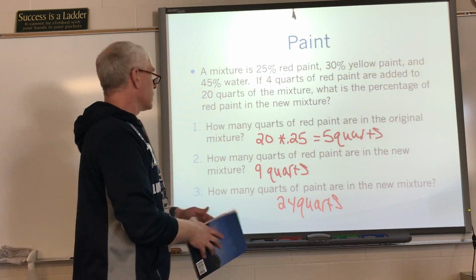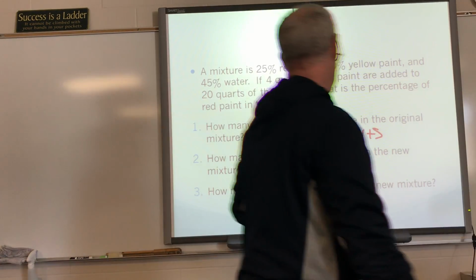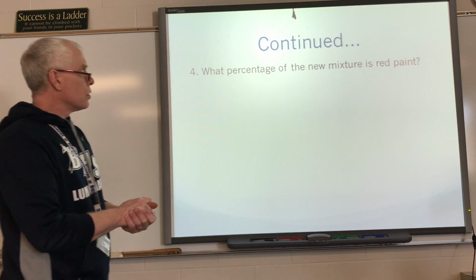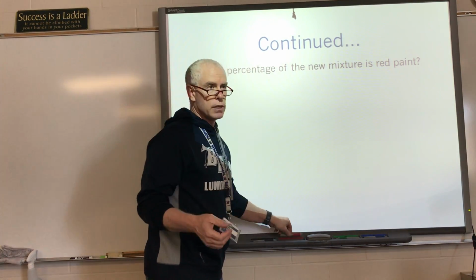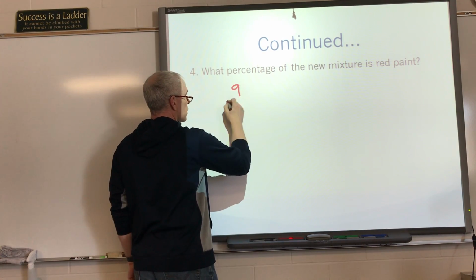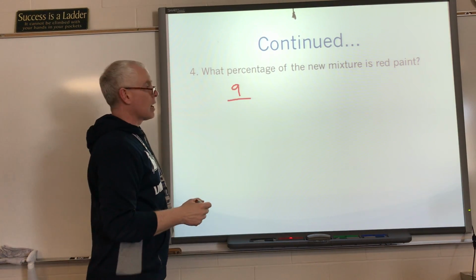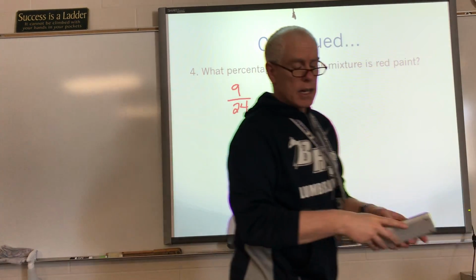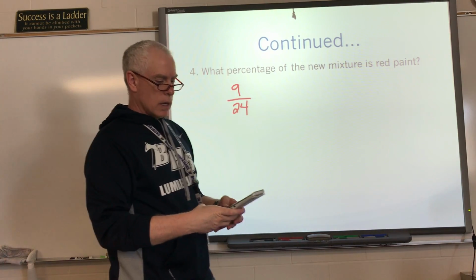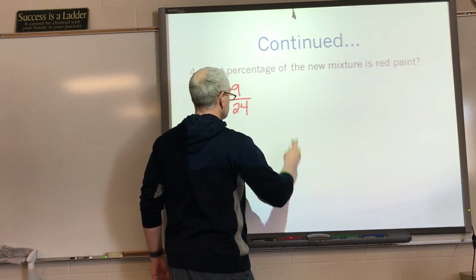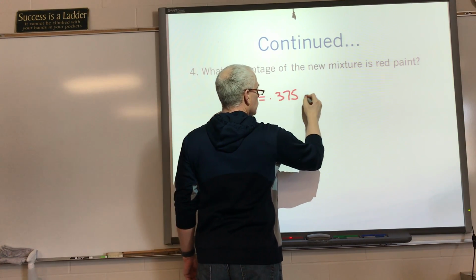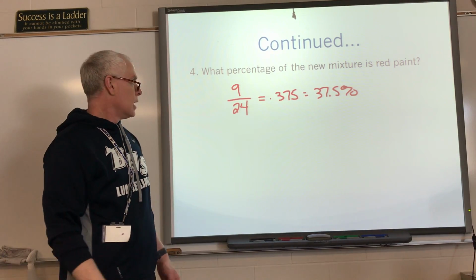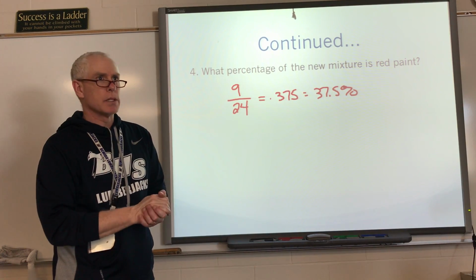And lastly, what percentage of the new mixture is red paint? Well, in order to figure out the percentage, we need to figure out how much of it is red paint. We decided 9 quarts was red paint. We need to divide that by how many quarts of paint there were, which we decided was 24. We need to change that into a percentage. So 9 divided by 24, I get 0.375, which is 37.5% red paint. And that's an example of how I want you to work through these problems.